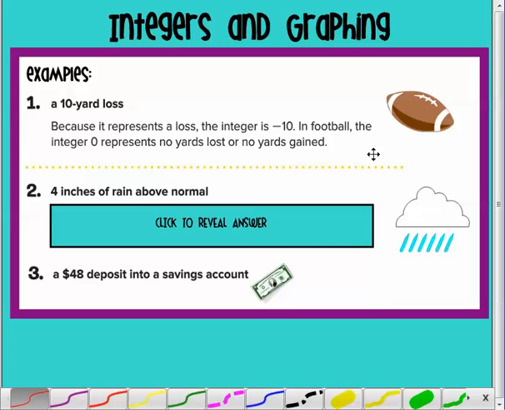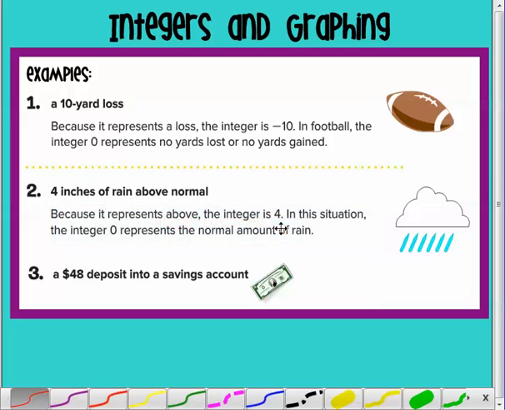Our reference point would be 0, where the team neither gains yards nor loses yards. They make a play, but they don't lose or gain. In example 2, when we talk about rain, normal rainfall can be used as our reference, as our 0 point. 4 inches of rain above normal would be represented with the integer of +4. We're 4 inches above. And again, that y-axis might be a good frame of reference for you to use.